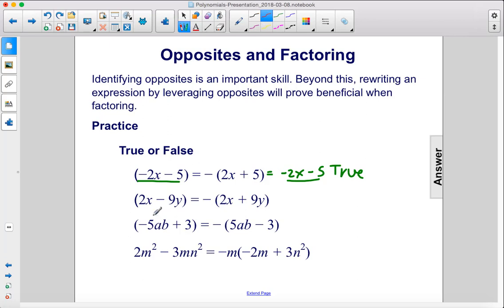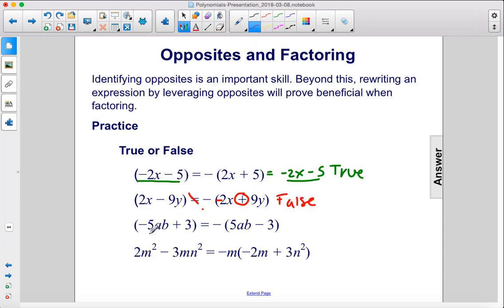Here, we have 2x minus 9y equals negative of 2x plus 9y. This is not true. Those are not equal because this is 2x, and when you distribute out this negative sign, that would swap the signs in here. And while that did swap this sign, this would become negative 2x. So this one is false.